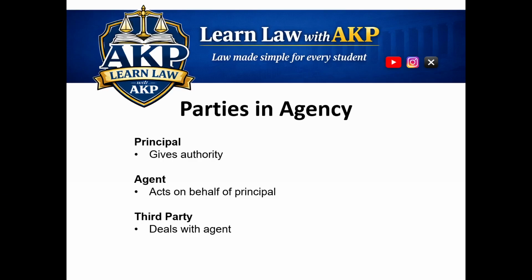Now, every agency relationship generally involves three parties. First is the principal. The principal is the person who grants authority. Second is the agent. The agent acts according to the authority given. Third is the third party. The third party is the person who enters into transactions with the agent. Understanding these three parties is essential because most exam questions begin with identifying them.